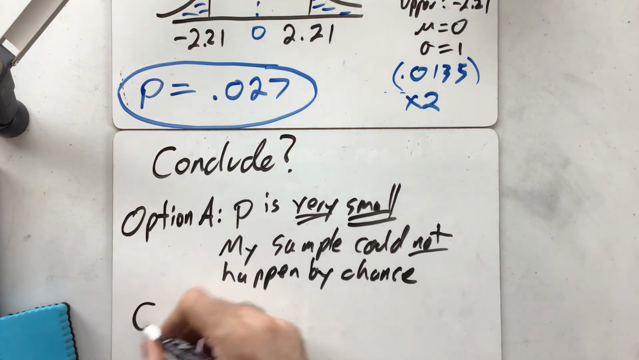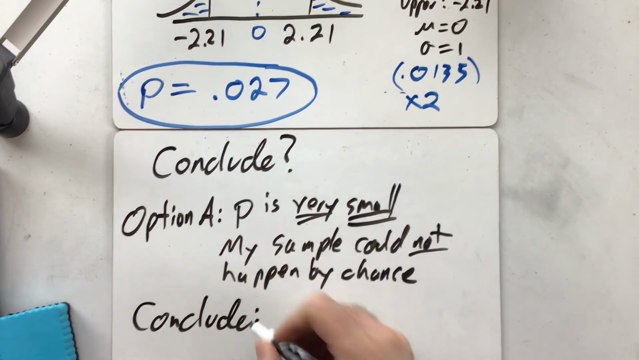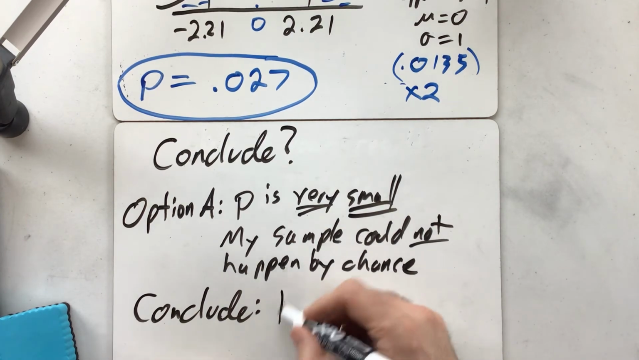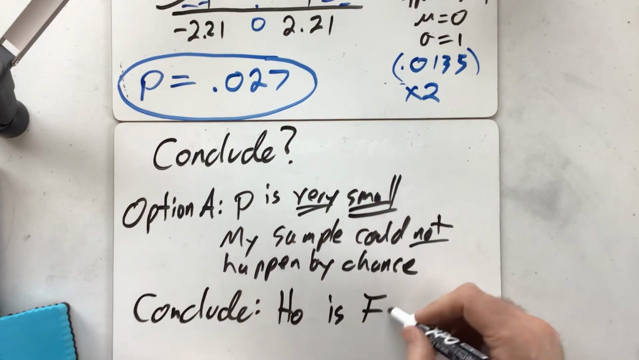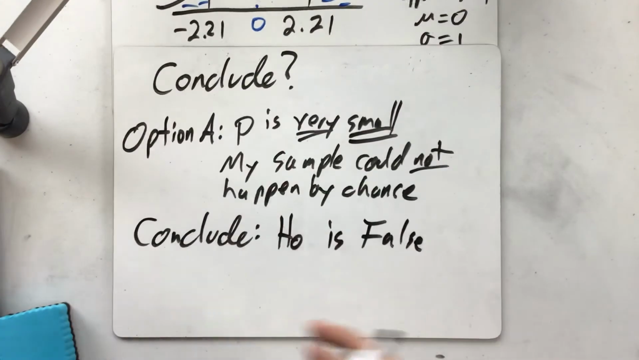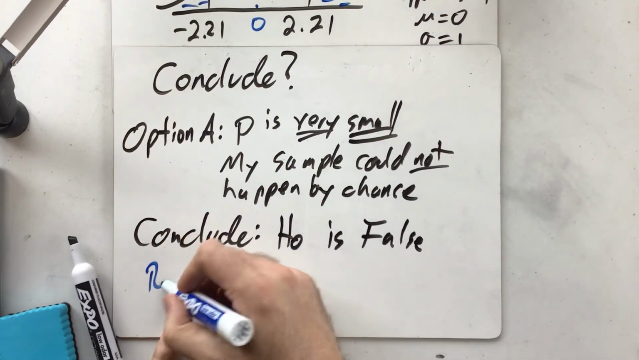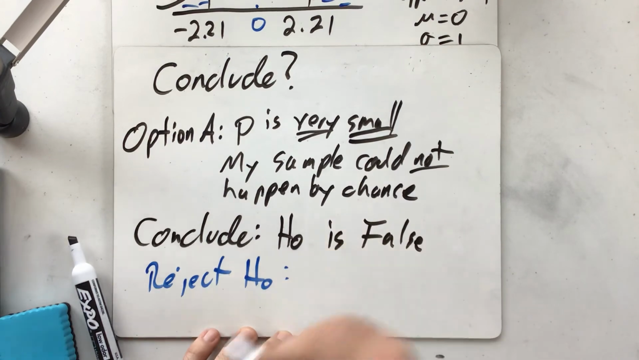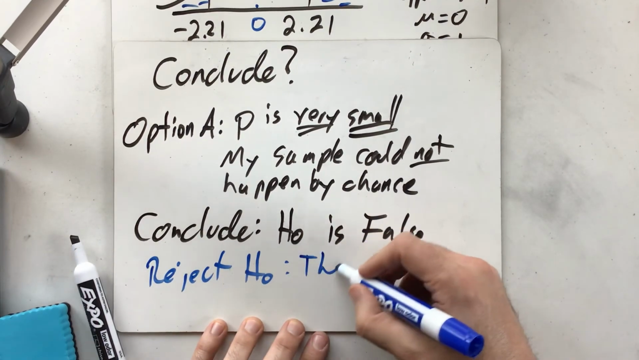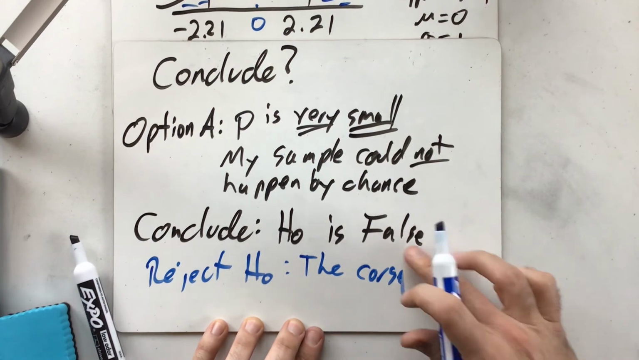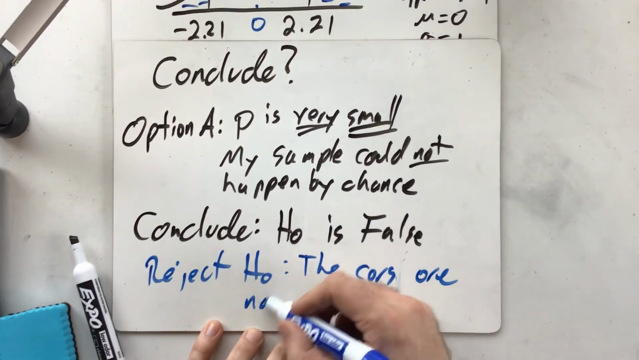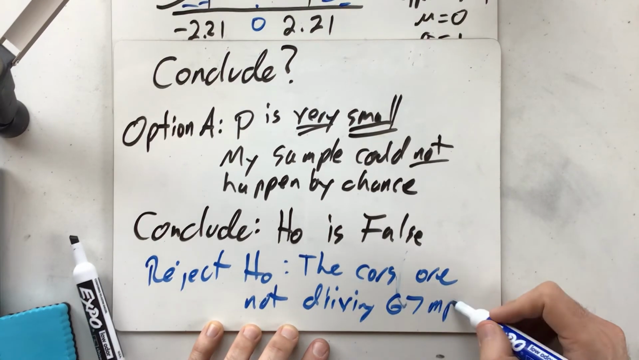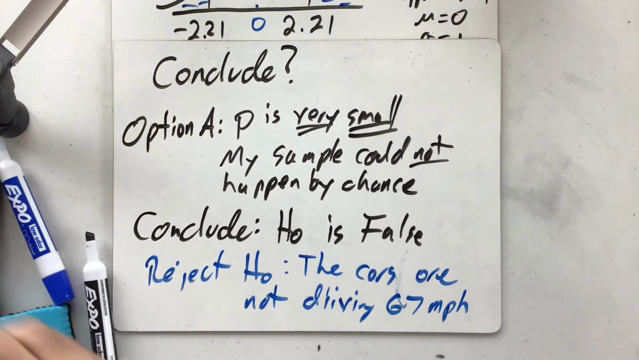And so what's our conclusion? We conclude that H naught is false. And what we write when we write down our answer is we write reject H naught. And then we might put this in practical terms. We say the cars are not driving 67 miles per hour. Okay, so that was one possible outcome.